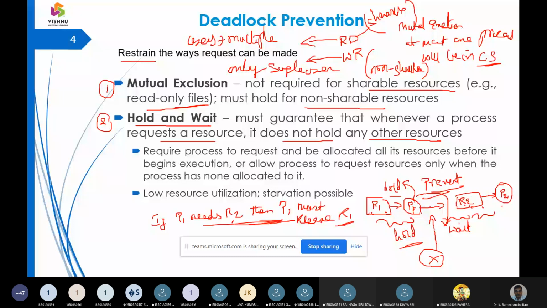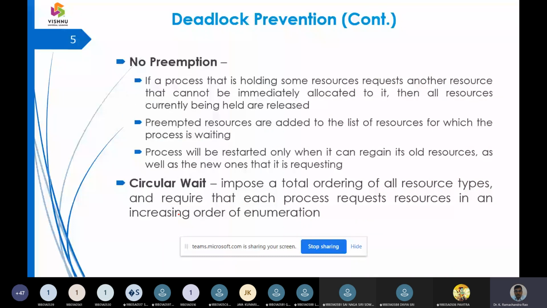Next one, how to see that no preemption will be handled. It is very simple: an algorithm with no preemption should be converted to preemption. In that case, we are going to say that no preemption can be prevented.